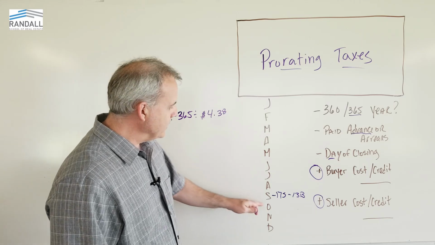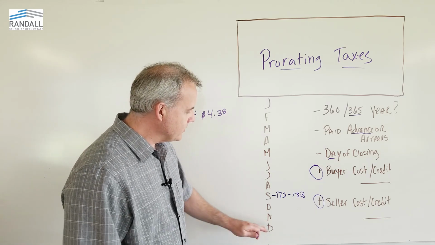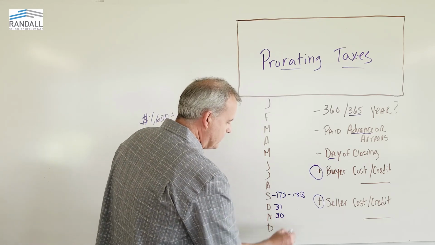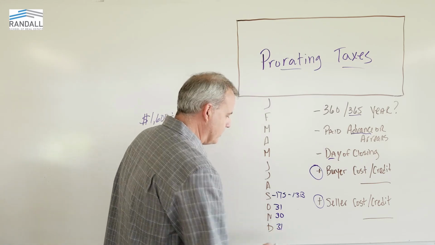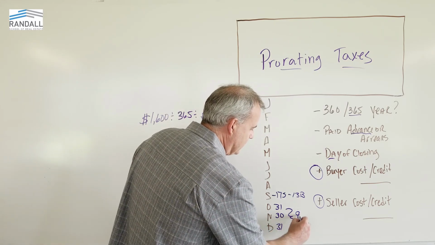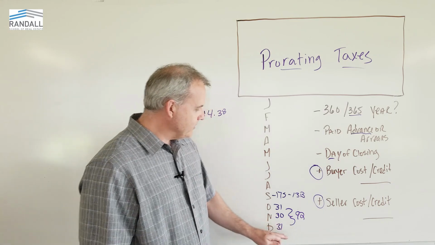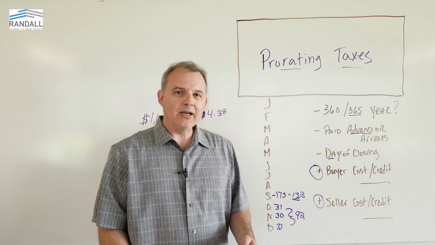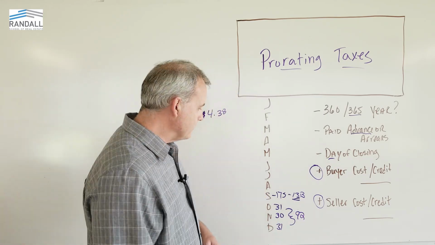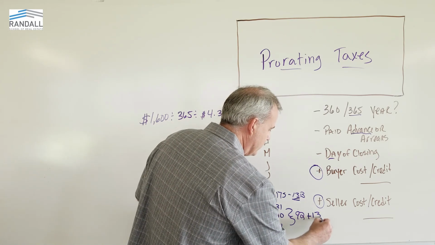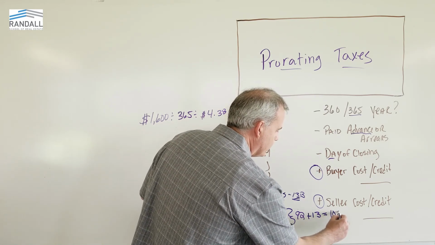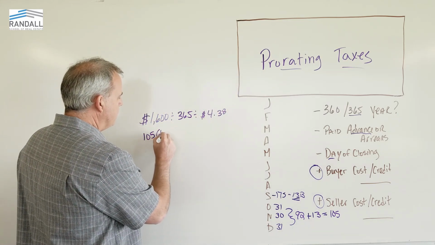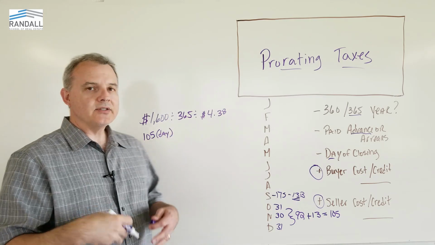Now let's go ahead and fill in our number of days for October, November, and December. We know that there's 31 days in October. We know there's 30 days in November, and we know there's 31 days in December. So that gives us a total of 92 days for these 3 months. But we also have to take into consideration the 13 days that the buyer is responsible for the month of September. So we're going to take 92 plus 13, and that gives us a total of 105 days that the buyer must reimburse the seller for.